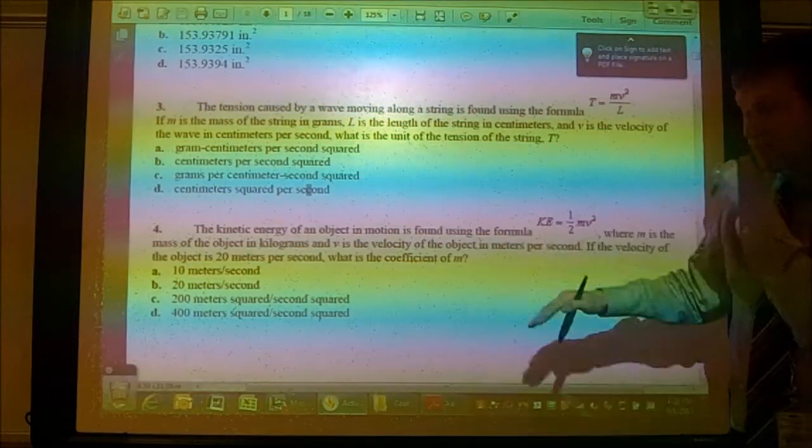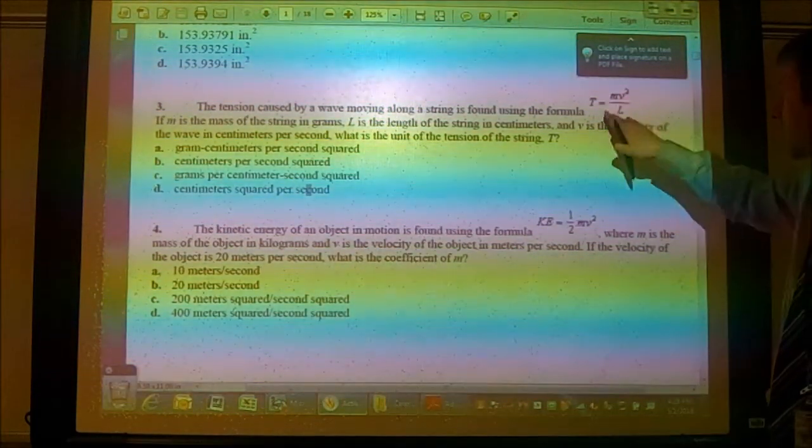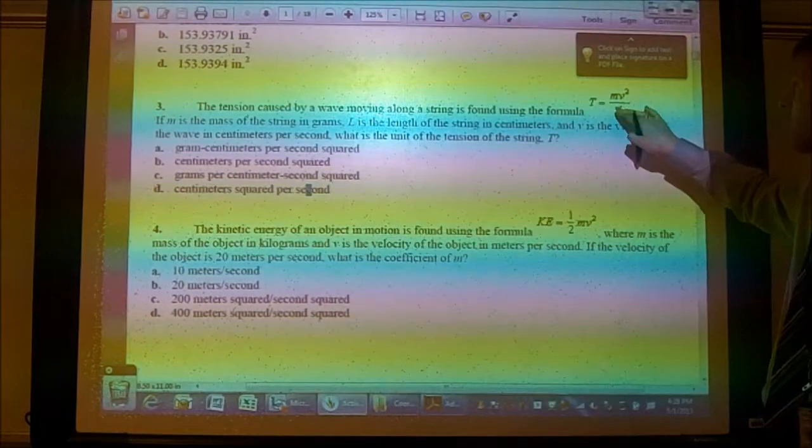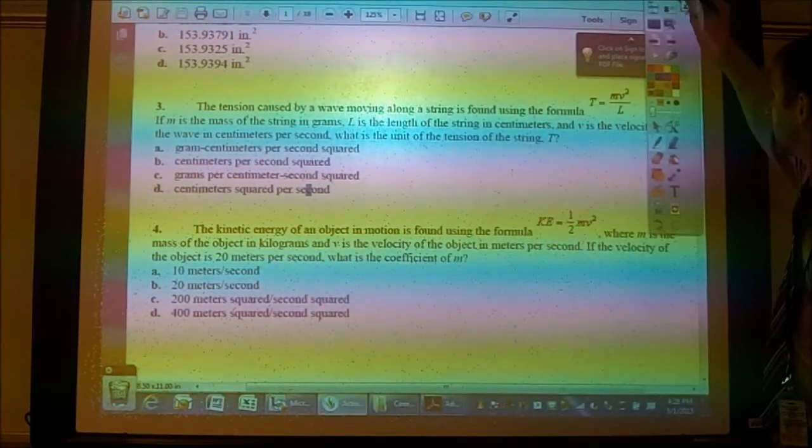They're asking for the unit, so they're not really worrying about the numbers part of this, okay? But they want to see, well, what unit is created over here, okay? And so the way I like to do it is kind of like plug in the different pieces here.